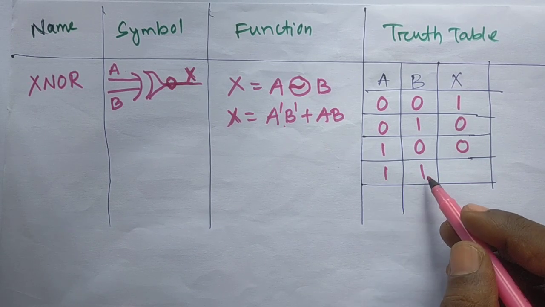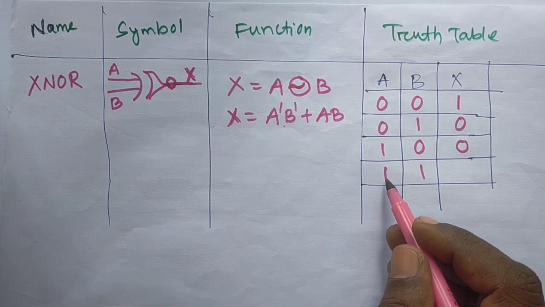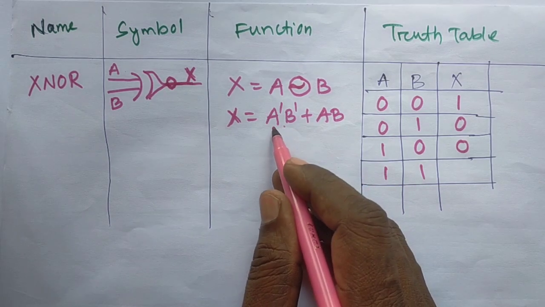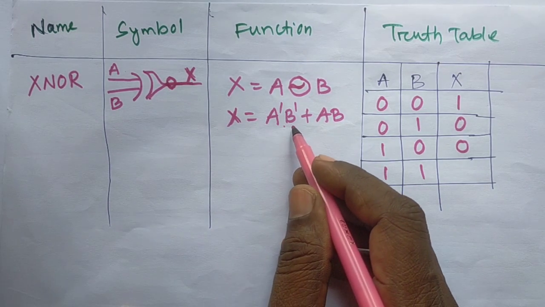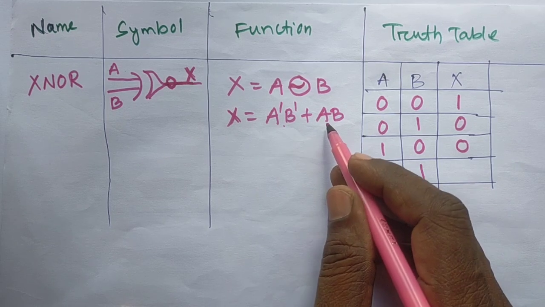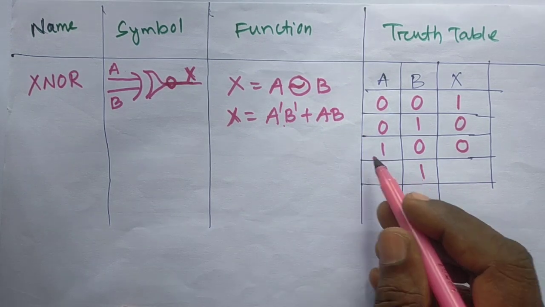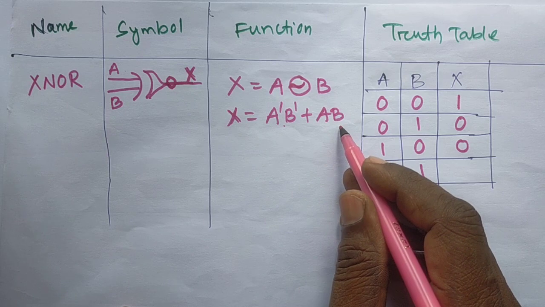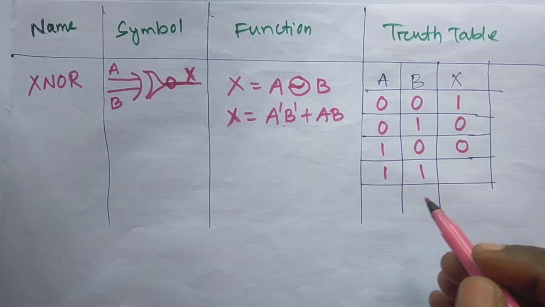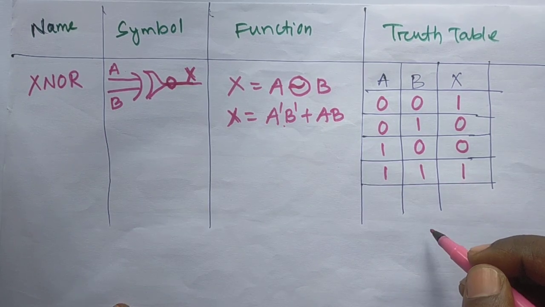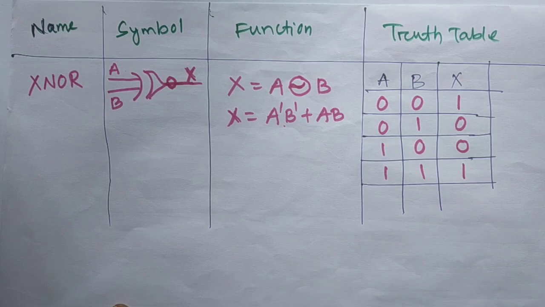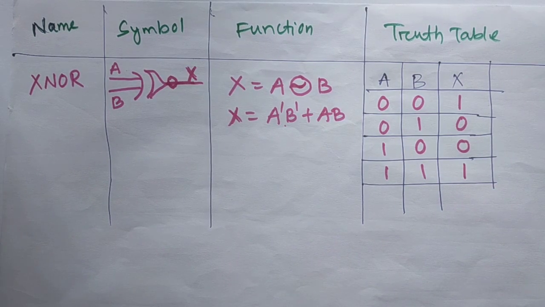If it is 1 1, 1 complement and B complement, 1 will be 0 into 0. This A complement is 0, B complement is 0, both are 0. But here A B is 1 1, meaning 1 into 1. So 1, 0 plus 1, that is 1. You see, if we go through that, that is the XOR gate, the value is different.